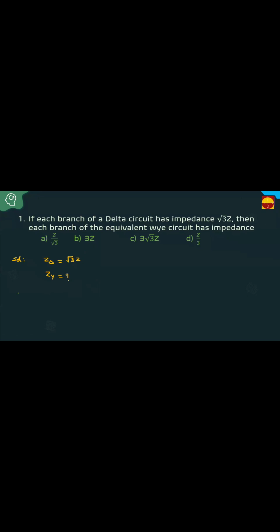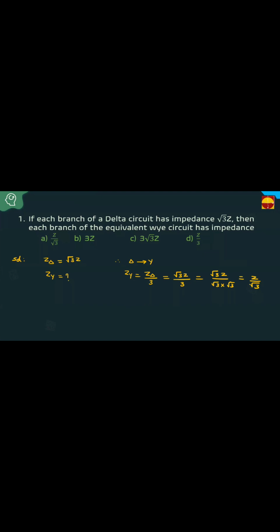We know that here resistance, inductance, capacitance is not given, simply impedance is given. That is, we have to convert delta to star. In delta to star conversion, impedance is reduced by 3 times. Then Z star equal to Z delta by 3. What is the Z delta? Root 3Z. Root 3 Z by 3. That is root 3 into Z by 3. I am writing root 3 into root 3. This is equal to Z by root 3.